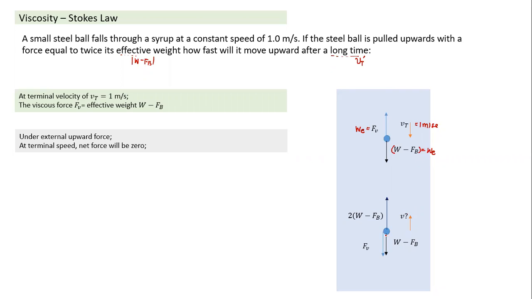This V we need to find out. Let's see how we find V here. Net force has to be zero. If the applied force is twice the effective weight, it means the viscous force also has to be equal to the effective weight. And at a velocity of 1 meter per second, viscous force was equal to effective weight. So here also velocity has to be the same. It has to be an upward velocity of 1 meter per second. It will move with an upward velocity of 1 meter per second after a long time if we apply a force equal to twice the effective weight.